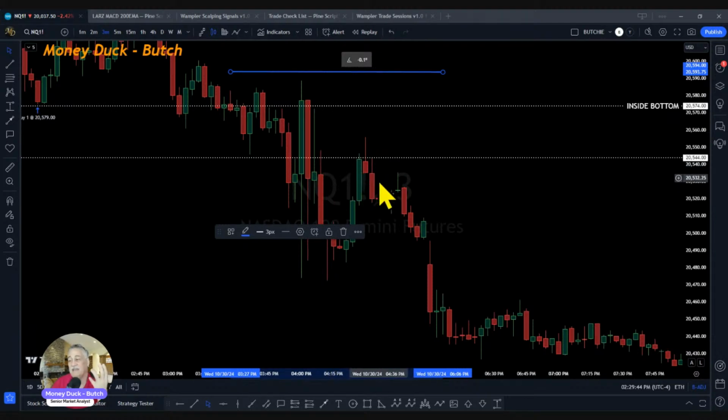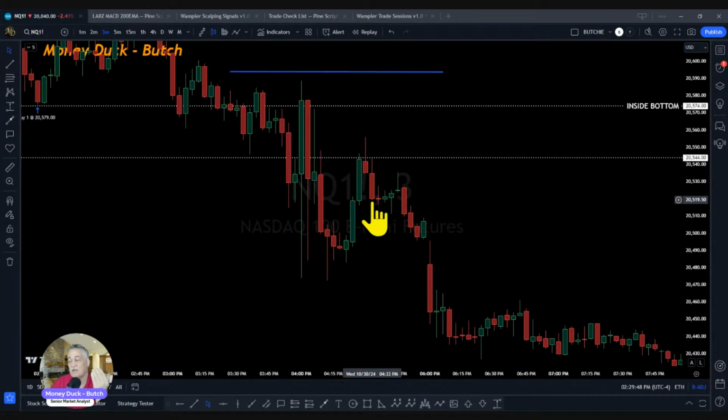Now we need an extension. We need it to do what? Well, before I move my stop above here, I want to see it break the low. Once it breaks the low, I don't need to wait for it to pull back. I just need it to break this low. I need an extension of this move. Right now it's pulled back.